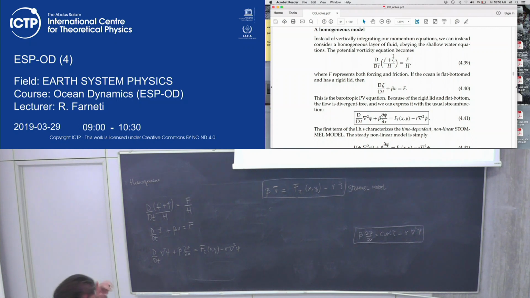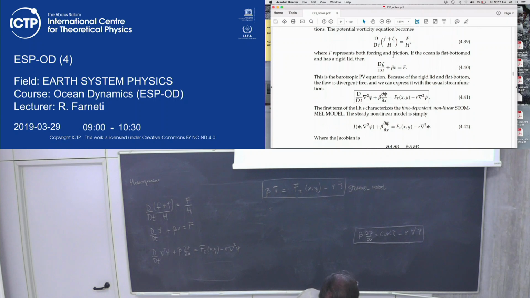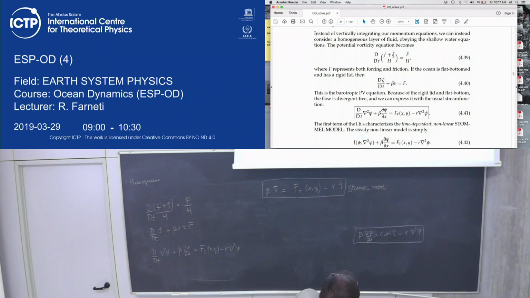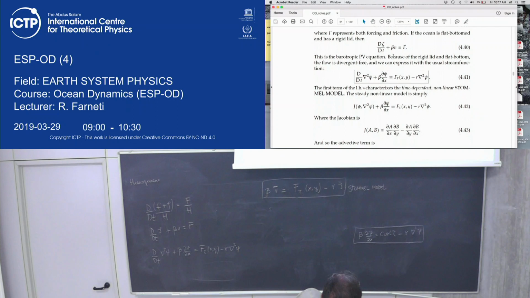Remember at the beginning I said we're going to use a homogeneous model, steady state, and the beta plane approximation. Here there's no steady state. This is time dependent. You have a d/dt, and you have a nonlinear term, the u d/dx of u. So you can get the time dependent nonlinear Stommel problem just by starting with the PV equation.